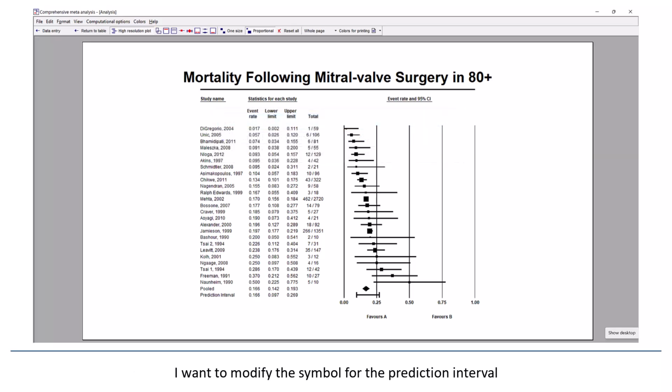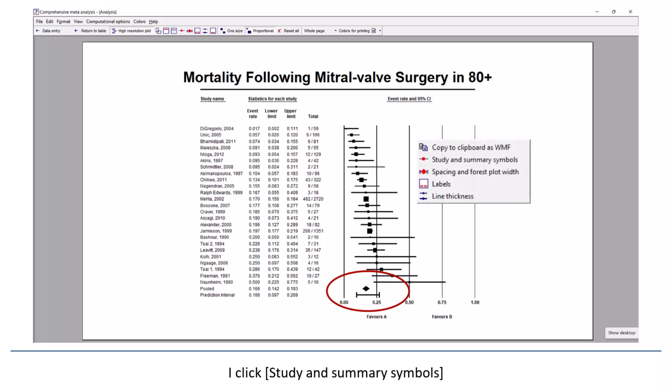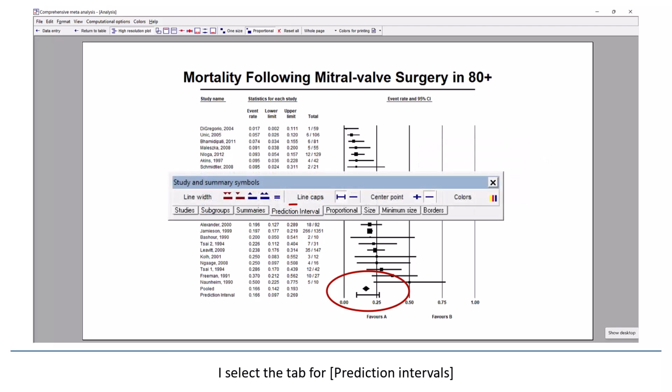I want to modify the symbol for the prediction interval. I right-click anywhere on the plot. I click Study and Summary Symbols. I select the tab for Prediction Intervals. I click here to increase the line width, and I click here to add a cap at either end. I click here, and I modify the color.